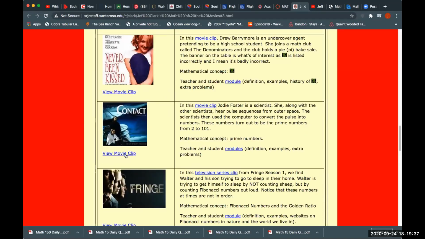So Contact's been around for a while. Jodie Foster, she's a scientist. We can read it here. She, along with other scientists, hears pulse sequences from outer space. The scientists use the computer. You'll see how old the computer is, and how old the movie then is, to convert the pulses into numbers. These numbers turn out to be the prime numbers from 2 to 101. Okay, let's see what happens.